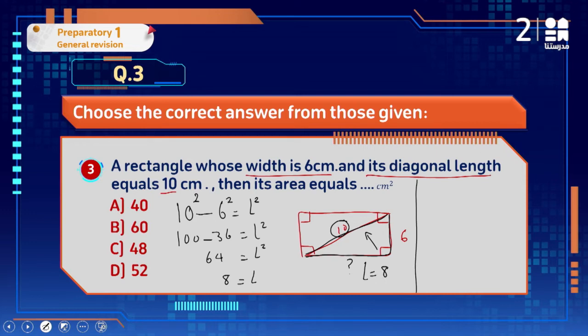Now, what is the area of the rectangle? The area equals length times width. We got the length, which is 8, and the width is given, which is 6. Then 6 times 8, which is 48, and don't forget to put the unit square centimeters. So the correct answer is 48.